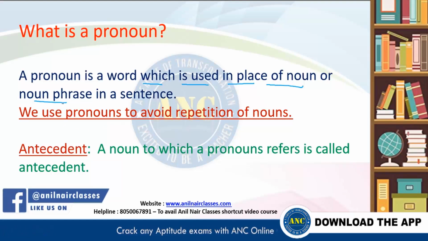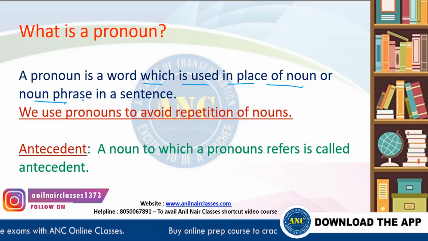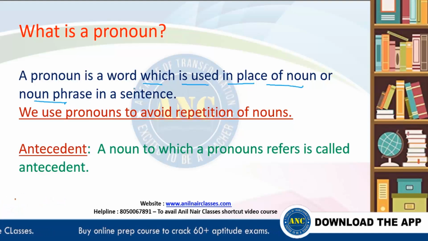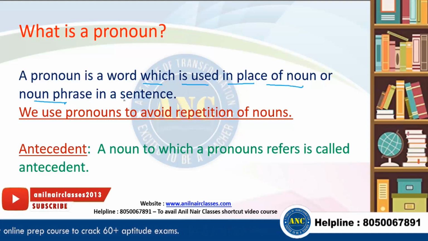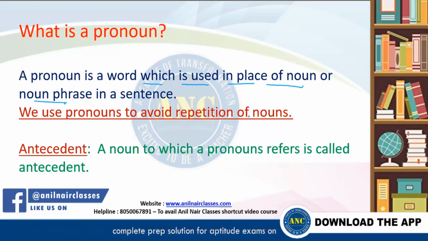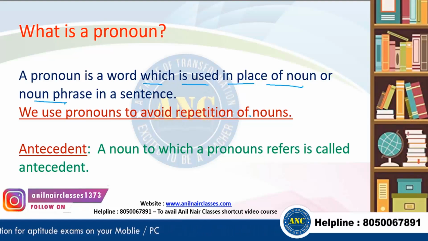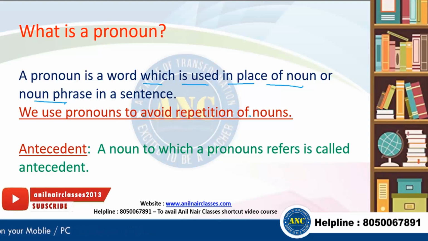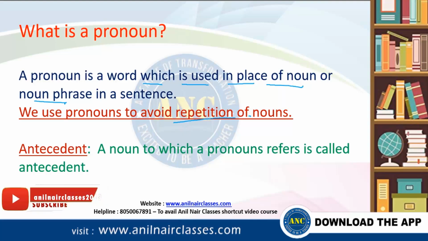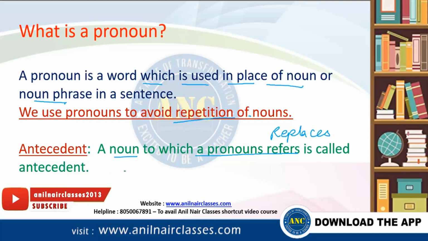Now what is a noun phrase? A group of words which is describing a noun is called a noun phrase. So instead of that noun phrase, if we use another word, that is called a pronoun. The reason behind using a pronoun is that we want to avoid the repetition of nouns. Clear? So simple words which are used instead of nouns are called pronouns. We use pronouns to avoid the repetition of the nouns. They refer to a noun, and the noun to which your pronoun refers or which it replaces is called the antecedent.